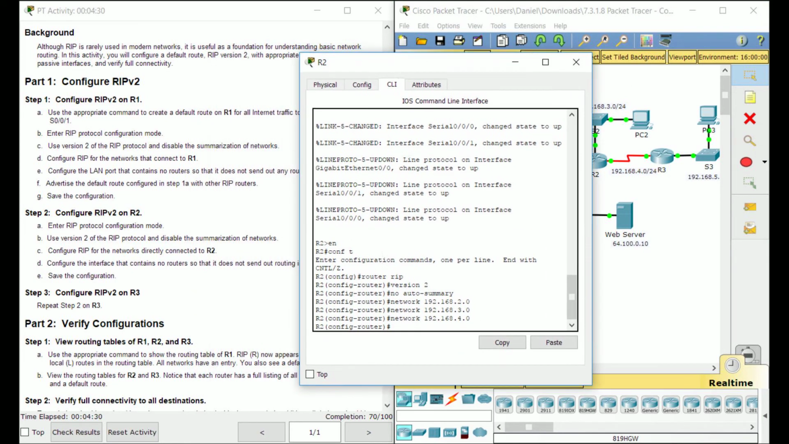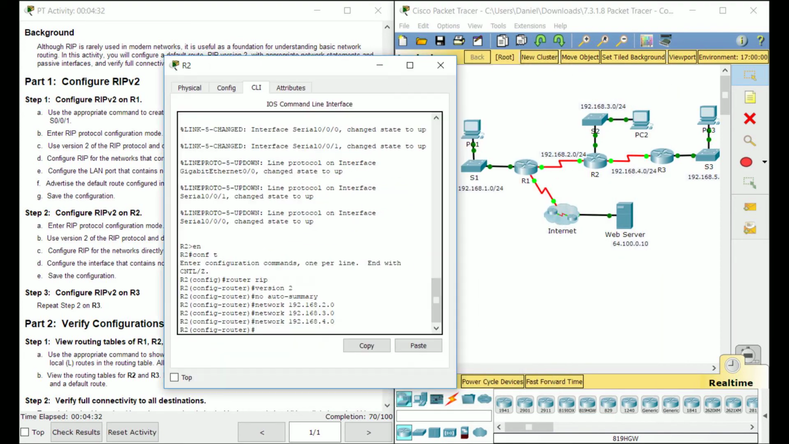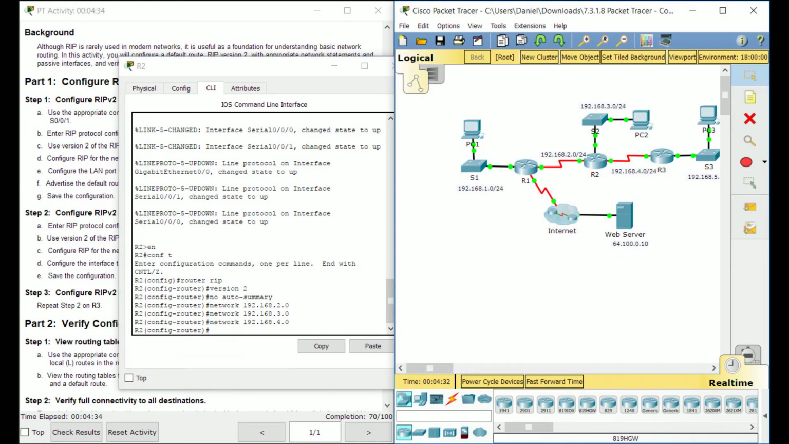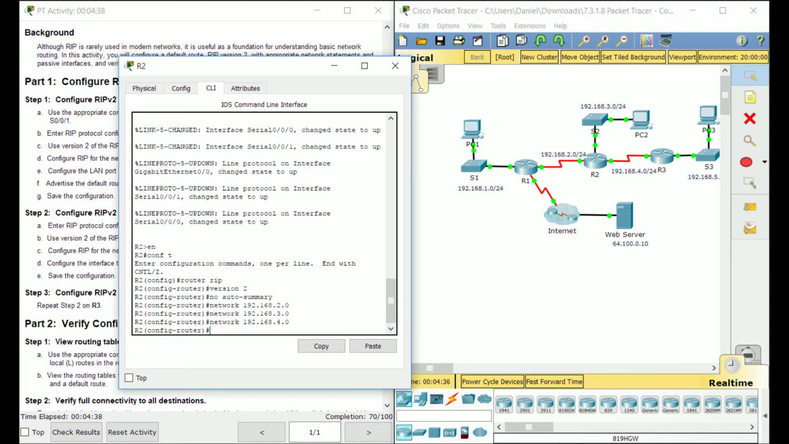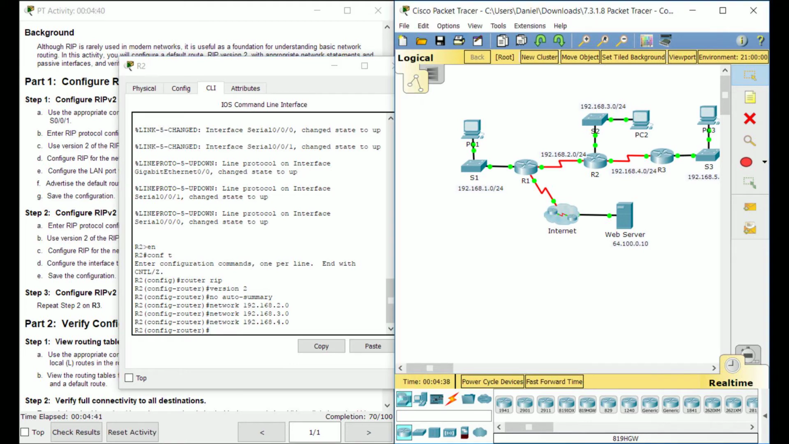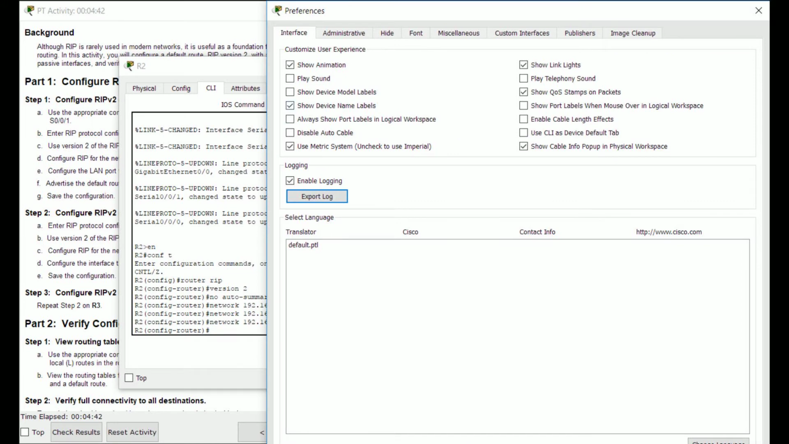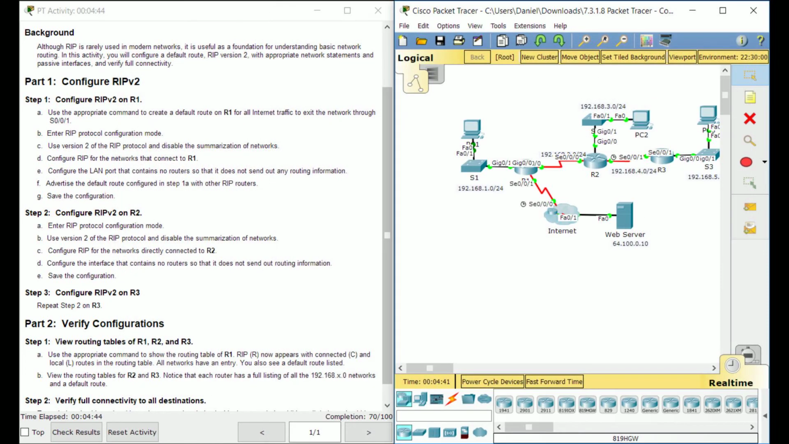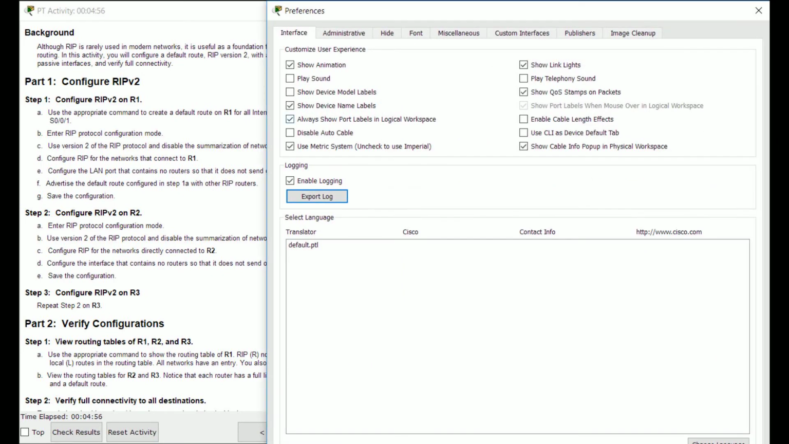So that's good. Configure an interface that contains no router so it doesn't send out any router information. So this one, which is also GigabitEthernet 0/0. If you don't know how I know this, well, I've worked through this lab several times before. But another reason is you could always just use the show port labels. It makes it look kind of messy, so I usually turn it off, but that would also tell you it's on GigabitEthernet 0/0. Cool.